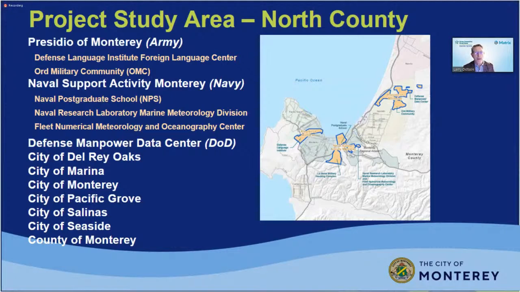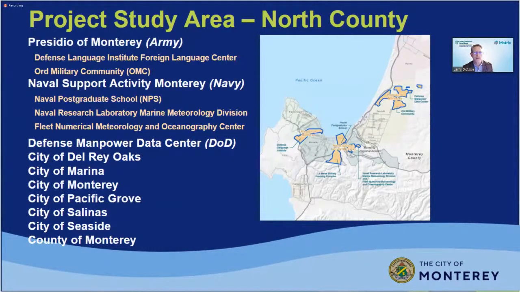We decided in consultation with Hans and Kim to split the project into two components, a North County study area component and a South County study area component. And that had two primary reasons for that. The nature of the missions were radically different.